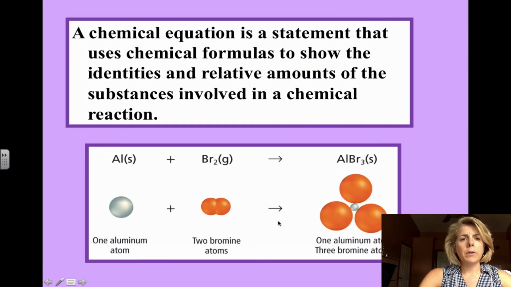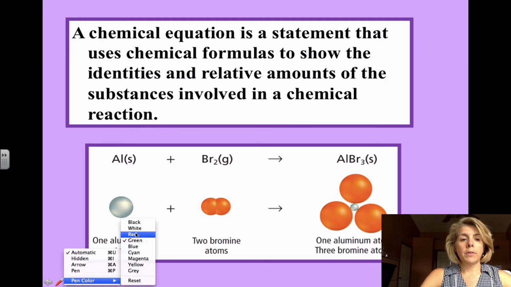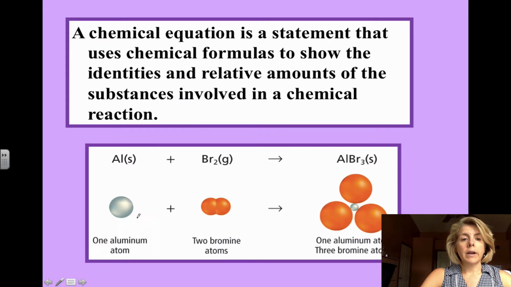Okay, why do we do this? We need to keep the conservation of mass. The question is, is it balanced? It's very important when we're looking at chemical equations whether or not something is balanced. Now notice, if you look at the diagram here, we have one aluminum atom, we have two bromine, and we're ending up with 3. So the question is, is this a balanced chemical reaction? The answer is no. Now, we're forming the correct substances, but we don't have the correct amounts.